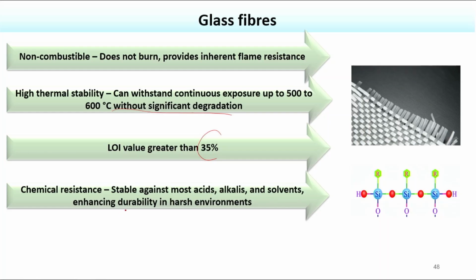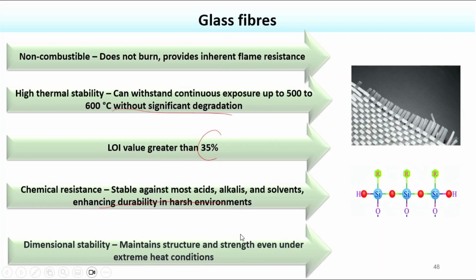So, glass fiber can be used for harsh environments, and it is dimensionally stable, so it maintains structural strength even under extreme heat conditions. We can use it in all the different applications where high thermal stability and dimensional stability are required.